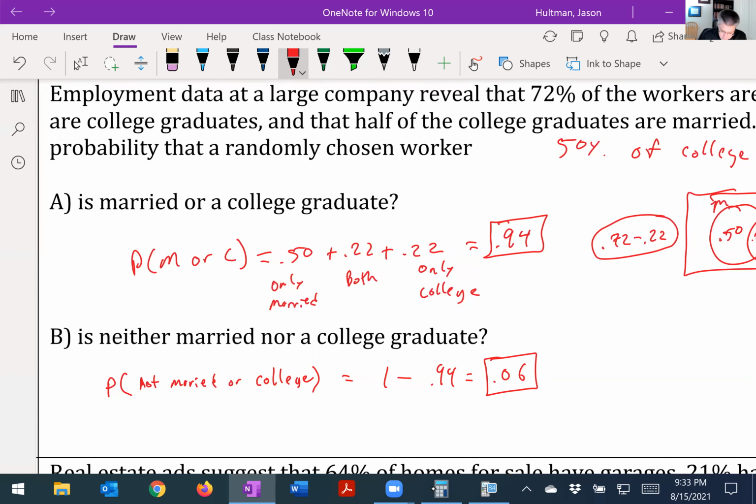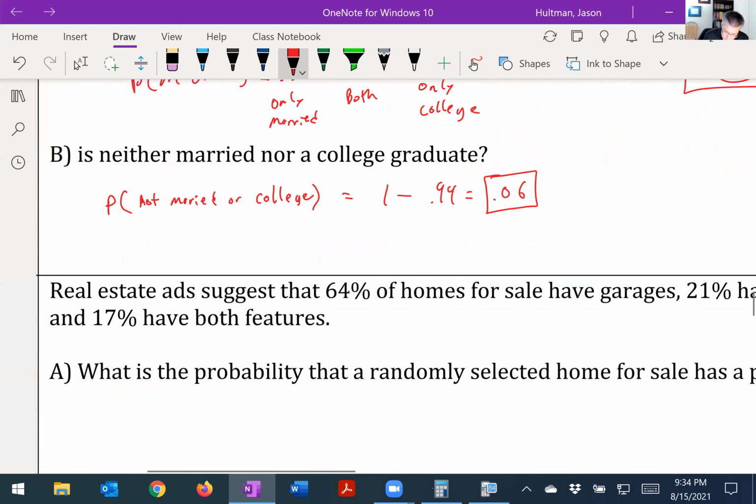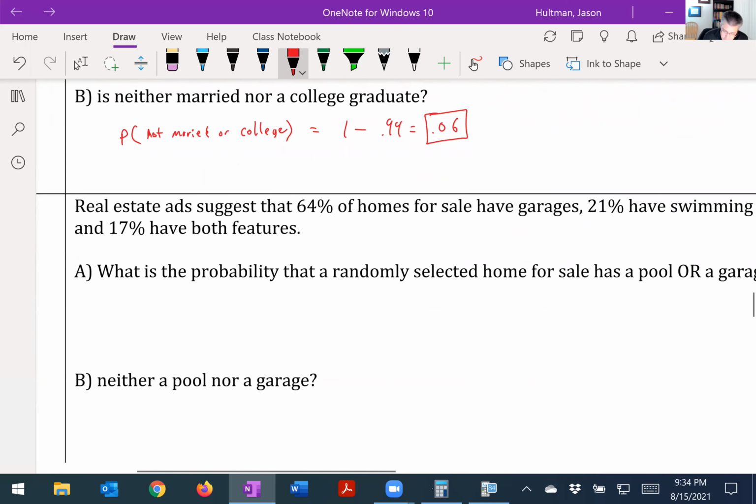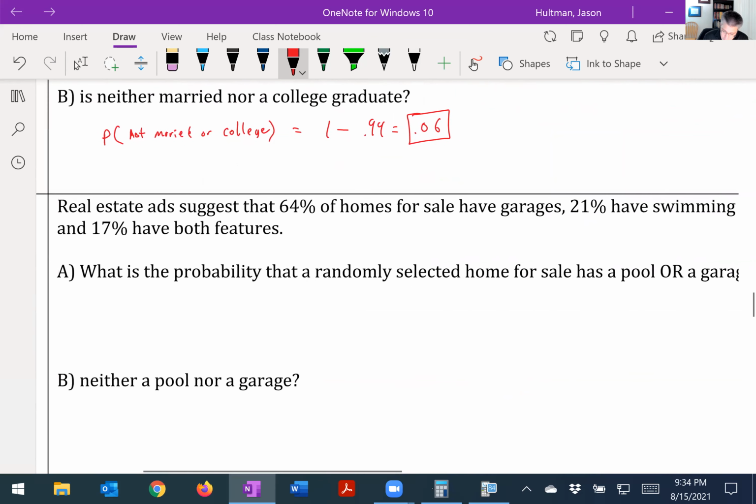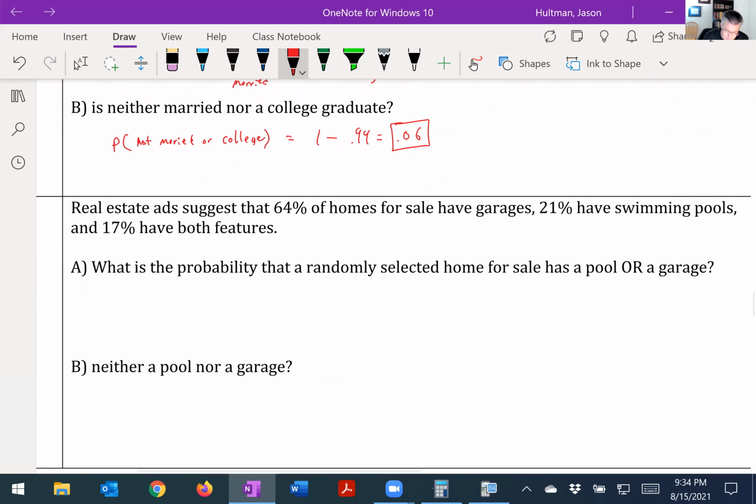Okay, a real estate ad suggests that 64% of homes for sale have garages, 21% have swimming pools, and 17% have both features. What's the probability that it has a pool or garage?